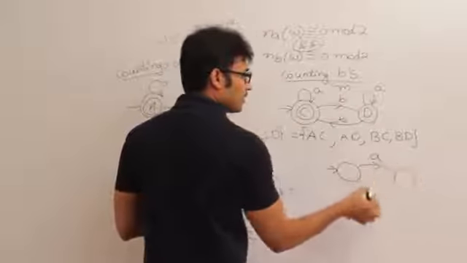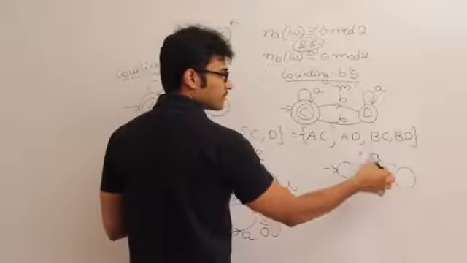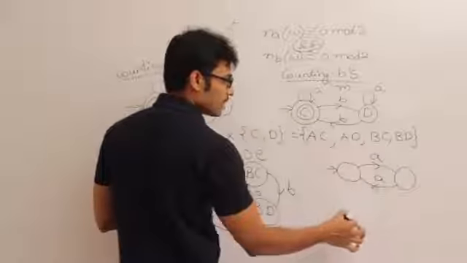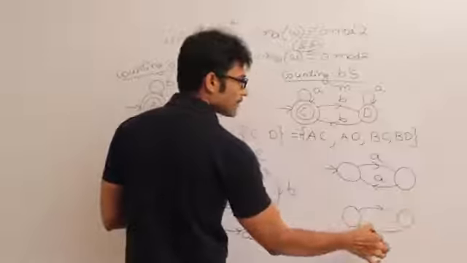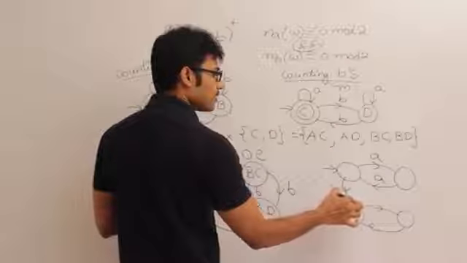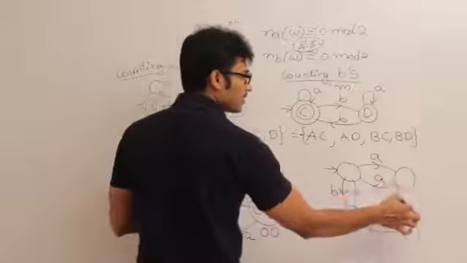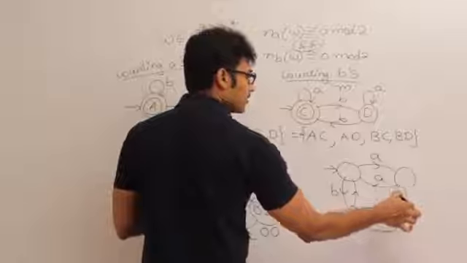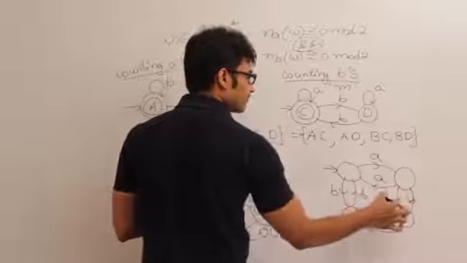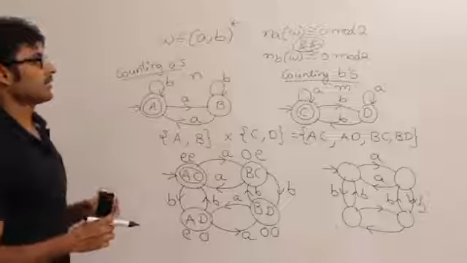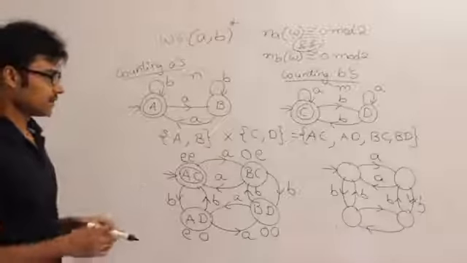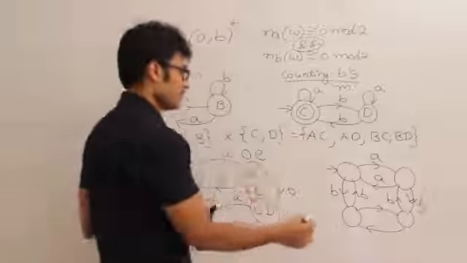A's are being counted horizontally and B's are being counted vertically. Right? You can directly draw it like this. Maybe I'll take a different question and I'll explain you this method of drawing it, which is very easy.